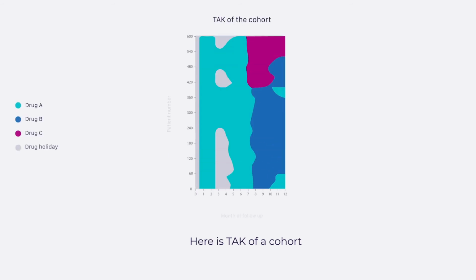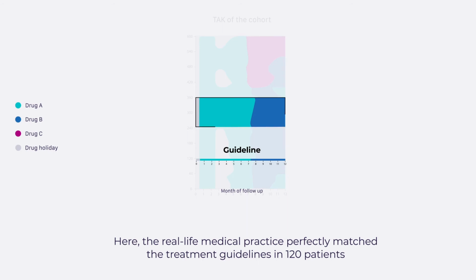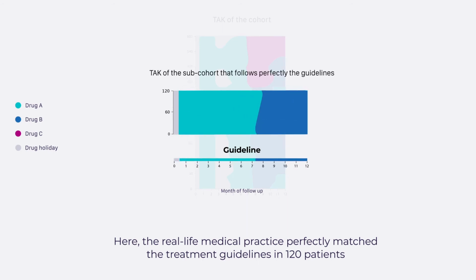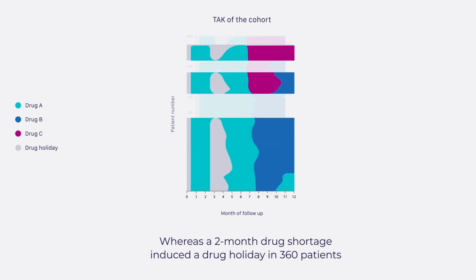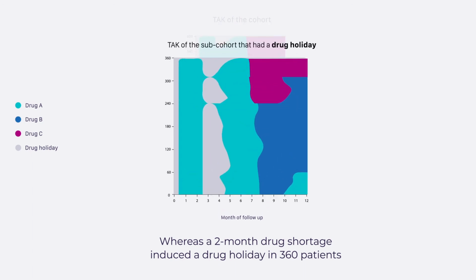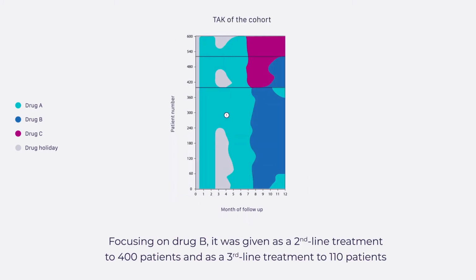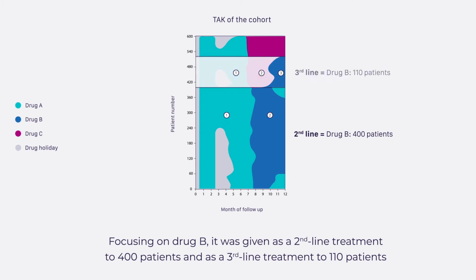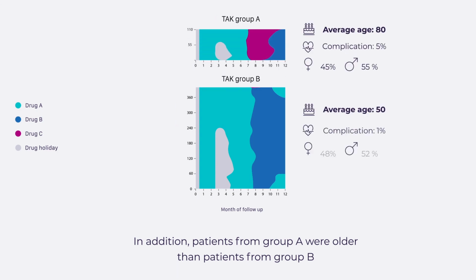Here is TAC of a cohort. The real-life medical practice perfectly matched the treatment guidelines in 120 patients, whereas a 2-month drug shortage induced a drug holiday in 360 patients. Focusing on drug B, it was given as a second-line treatment to 400 patients and as a third-line treatment to 110 patients. In addition, patients from Group A were older than patients from Group B.